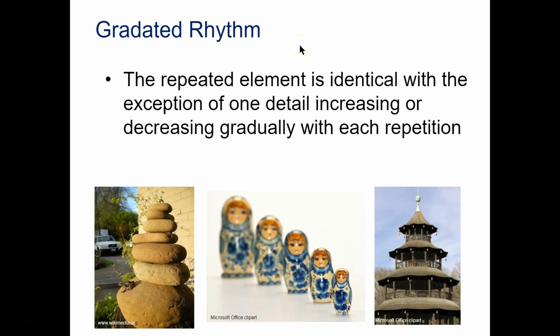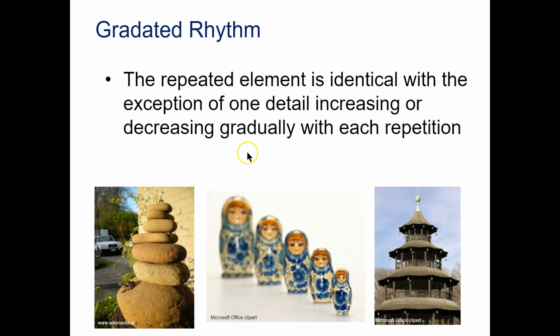Gradated is akin to regular. Gradated is the same repeated element. It's identical, with the exception of one thing about it, either increasing or decreasing with each repetition. In this case, it's the size that changes. The size of these rocks change as we go from the bottom to the top or top to the bottom. They get flatter and flatter and flatter and smaller and smaller and smaller in size. Same with the Russian nesting dolls or the pagoda roofs. Or even the spacing between all of the columns in the pagoda roofs. They seem to be the same element, over and over again, but something about them changes.